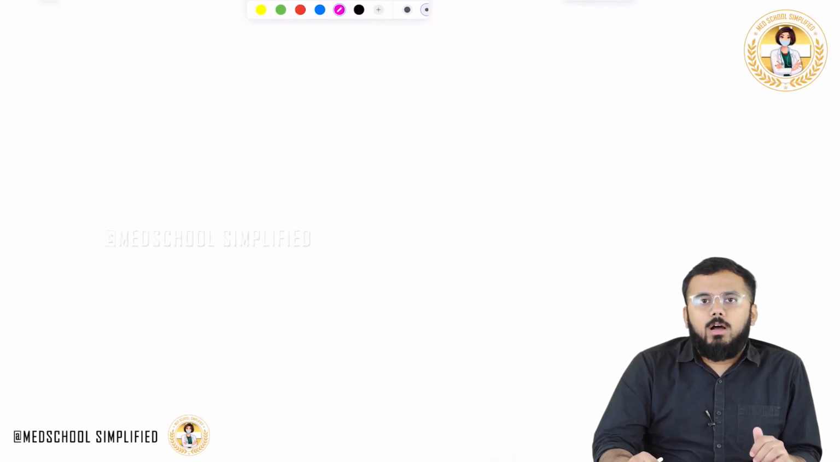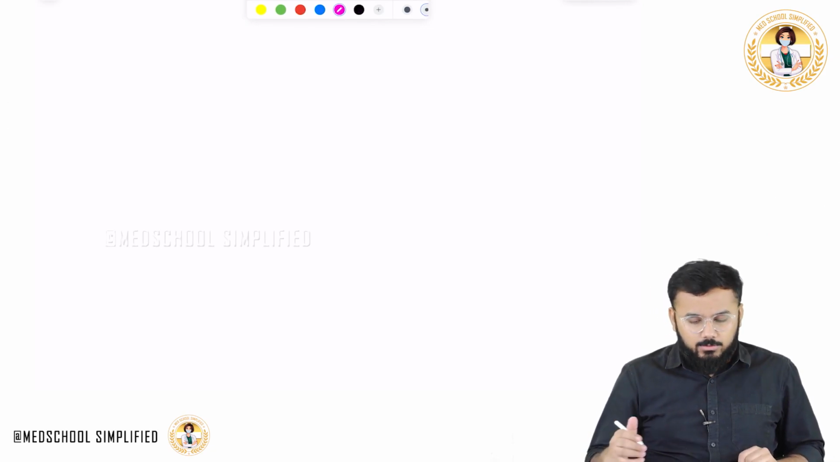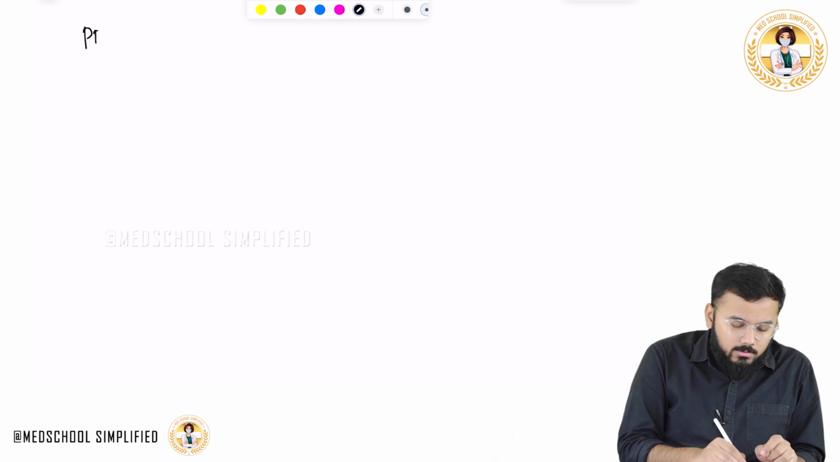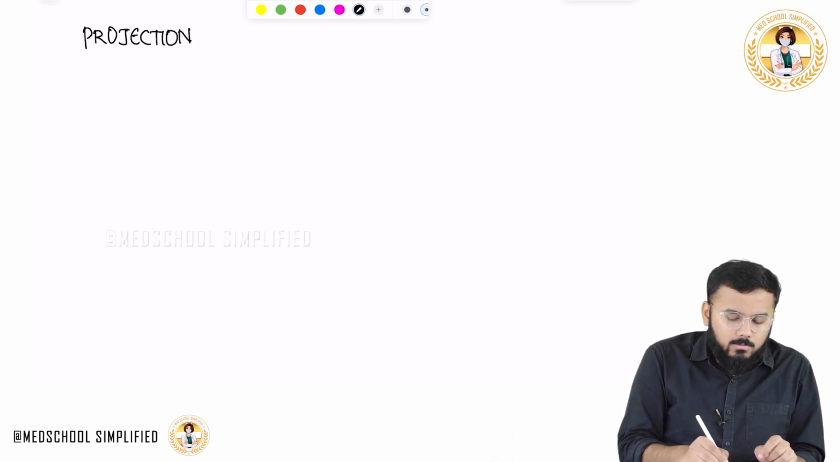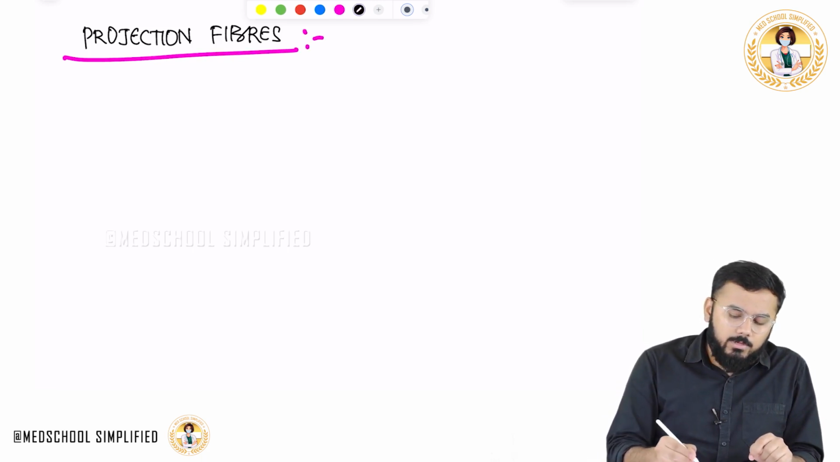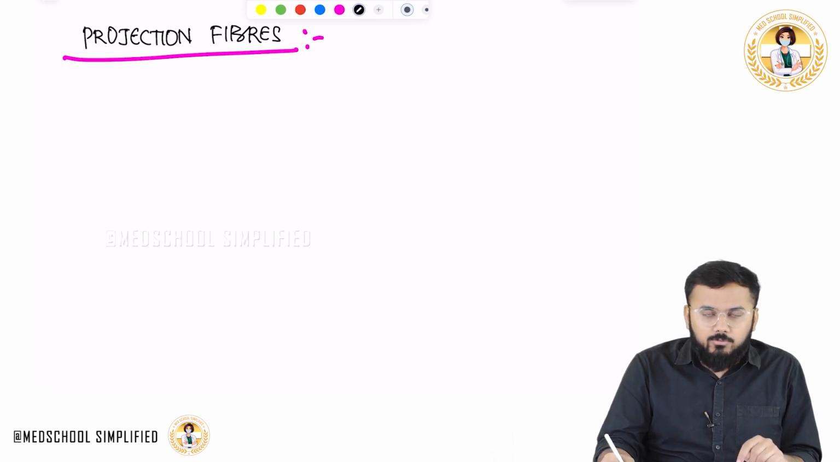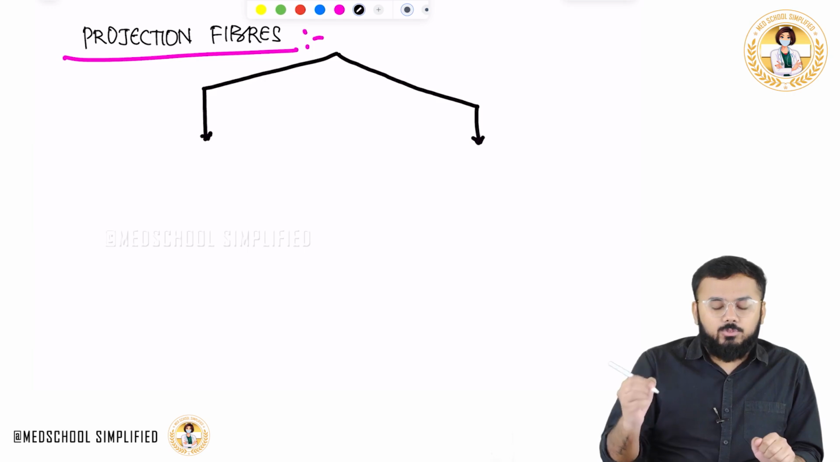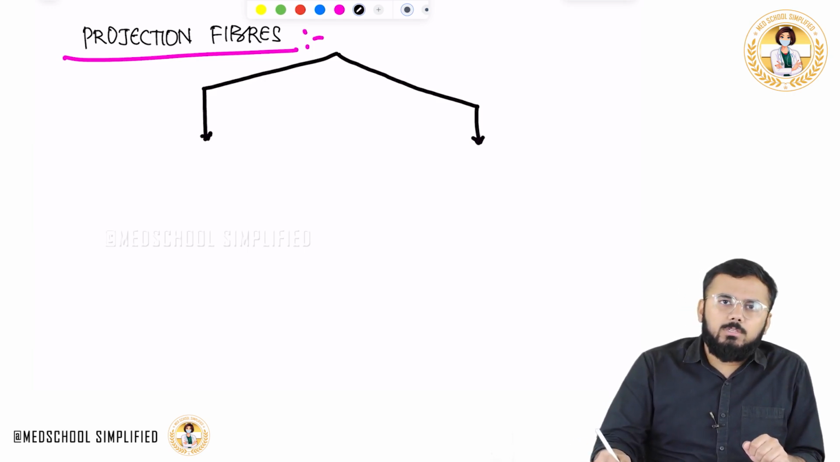Hello guys. After the discussion of the commissural fibers, now we shall be discussing the projection fibers. What are the different kinds of projection fibers we have? Basically we have two different types of projection fibers. What are these projection fibers?